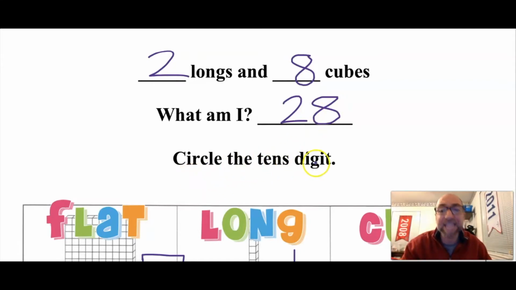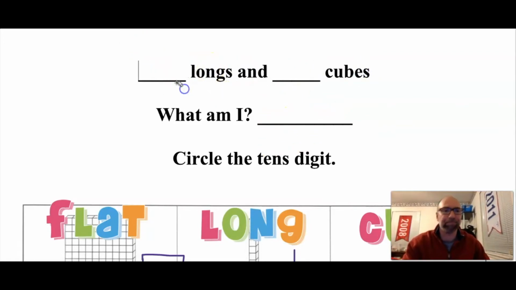Circle the tens digit. The tens digit is the number of longs that you have. So go ahead and circle the 2. That's the tens digit. Wow, great job. Let's try another one. Let's get a little harder this time. Ooh, here's a good one.